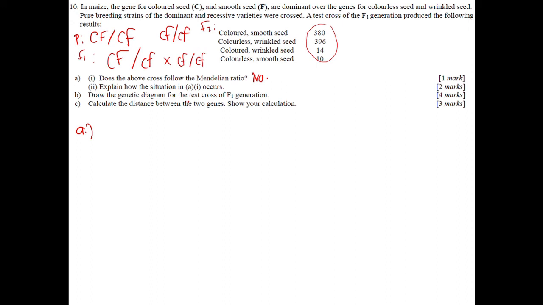Explain how the situation in A1 occurs. So kenapalah kamu pilih no? Dua markah, so you need to give two reason, okay, ataupun 2 point. Oh, ini no tadi untuk ni. Lepas tu 2. So how do you know they don't? Why they don't obey Mendel's law? First, okay, the genes are linked. Boleh tambah on a same chromosome.